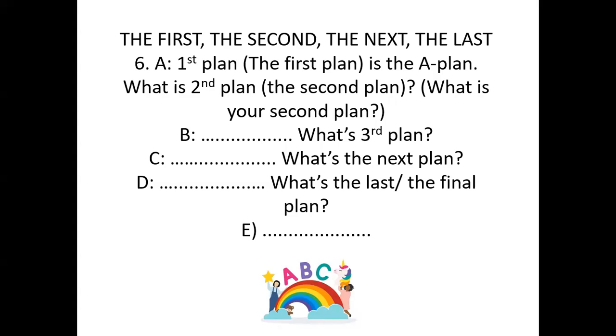Okay, it doesn't matter. My third plan is plan D or D plan. What is the next plan? The next plan is E plan. What is the last plan? The last plan is Z plan. The final plan is Z plan, or Z plan is the final plan. Z plan is my final plan. Planning.